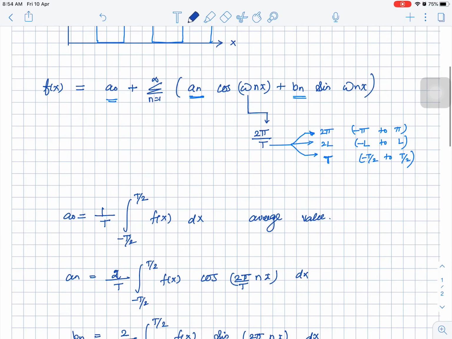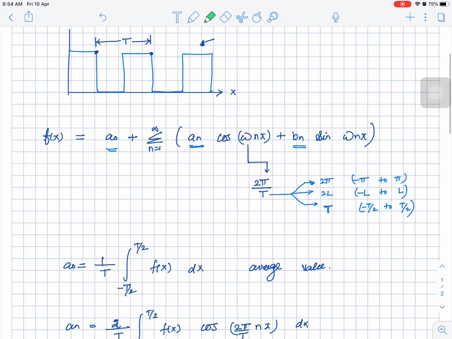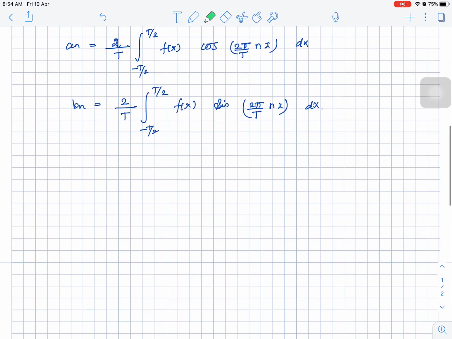So what this says is, if we have a periodic function, we can write that periodic function in terms of a summation of sines and cosines. It's very simple. So now we will see.